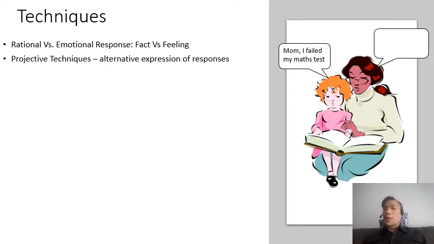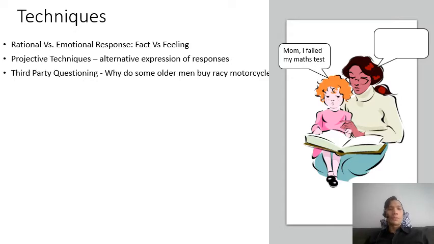Young or maybe stylish, or there is a certain je ne sais quoi quality towards buying the car. Then you can also have projective techniques like alternative expressions of responses. You can ask people to imagine a certain thing, and you can ask people hypothetical questions as well, so that they can project their ideas if this hypothetical situation was true. You can also ask third-party questioning.